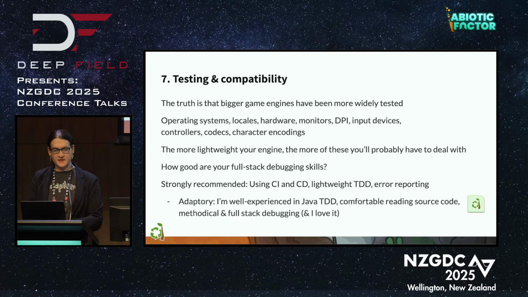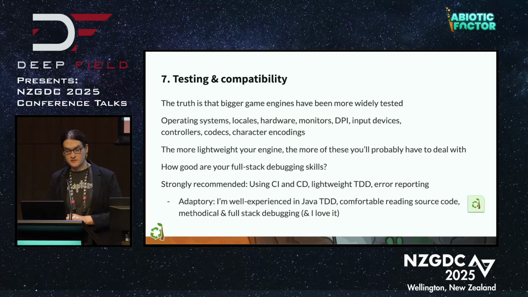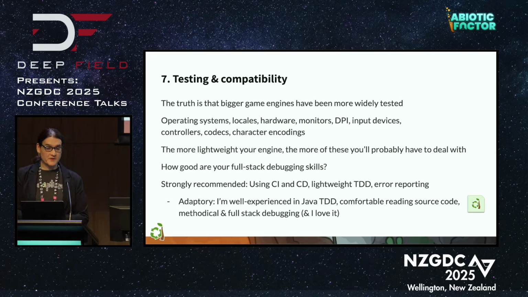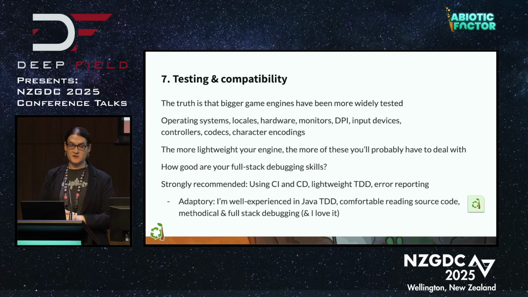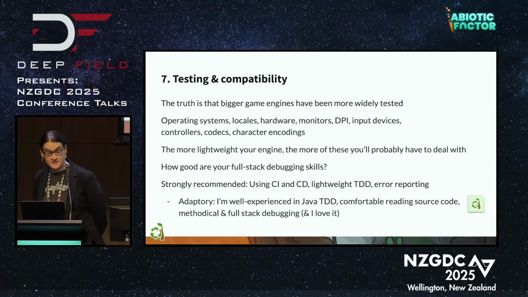Because the truth is that bigger game engines have been more widely tested. Games in Unity and Unreal have been across, I would imagine, hundreds of millions of devices, whereas if you're using a smaller engine, it might be in the millions. You have to think about operating systems as an issue, locales, different hardware, different monitors, different DPI settings, different input devices, different controllers, different codecs, different character encodings. And the more lightweight that your engine is, the more of these you'll probably have to deal with.